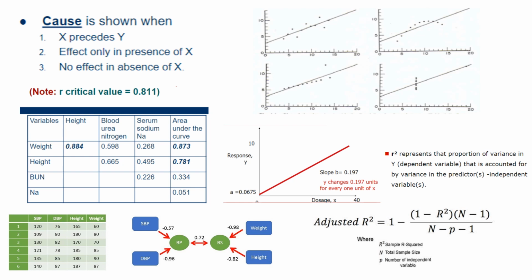The first one is that X precedes Y. So let's say we're giving a drug to lower blood pressure, we need to give the drug first before blood pressure lowers, right? Kind of common sense, but something I think we take for granted sometimes.